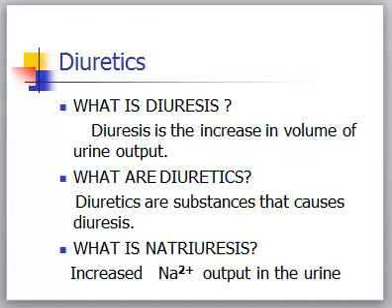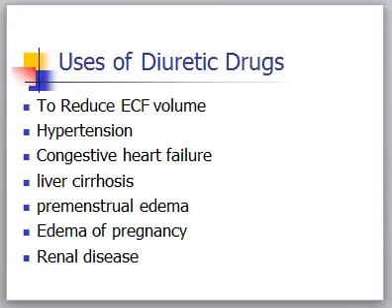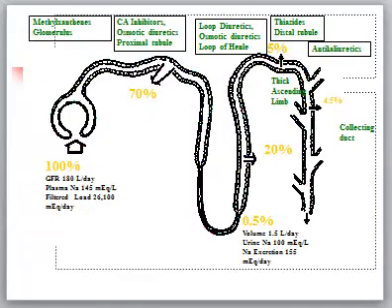So next we are going to see the use of diuretic drugs: to reduce the extracellular fluid volume in hypertension, congestive heart failure, liver cirrhosis, premenstrual edema, edema of pregnancy and renal disease. Okay, and these are the conditions treated with diuretic drugs.